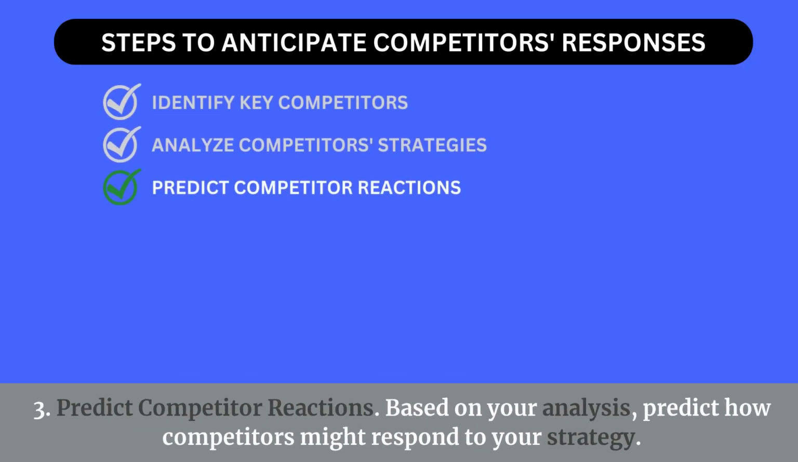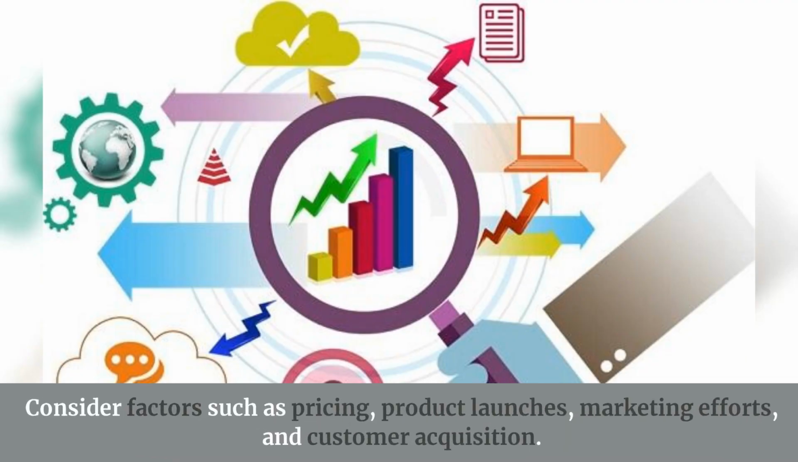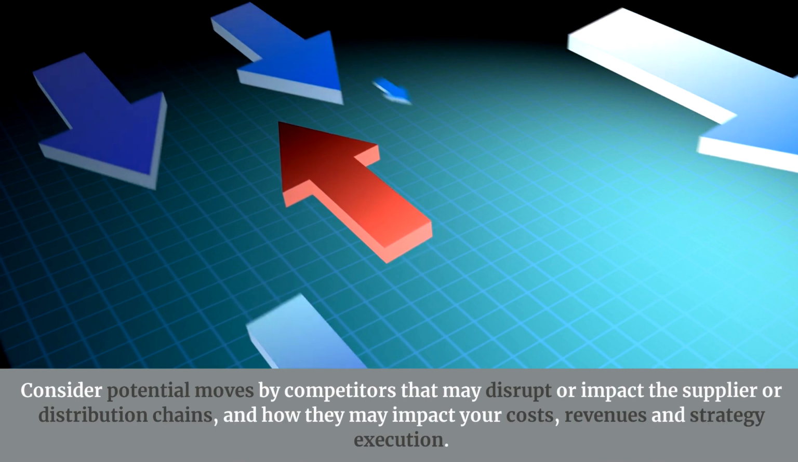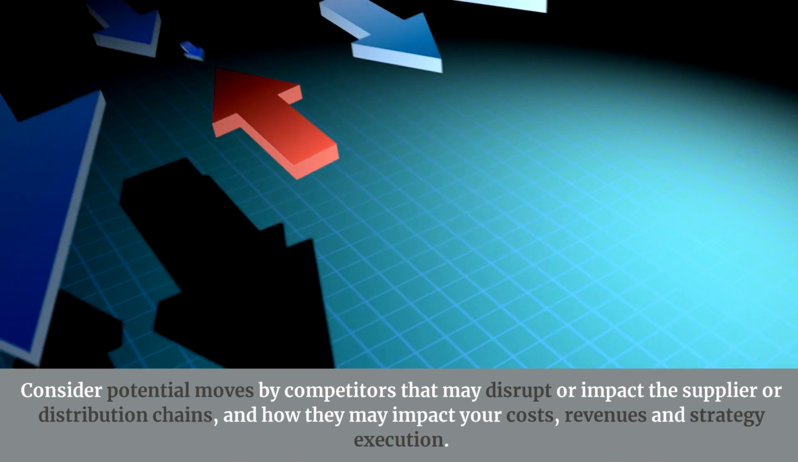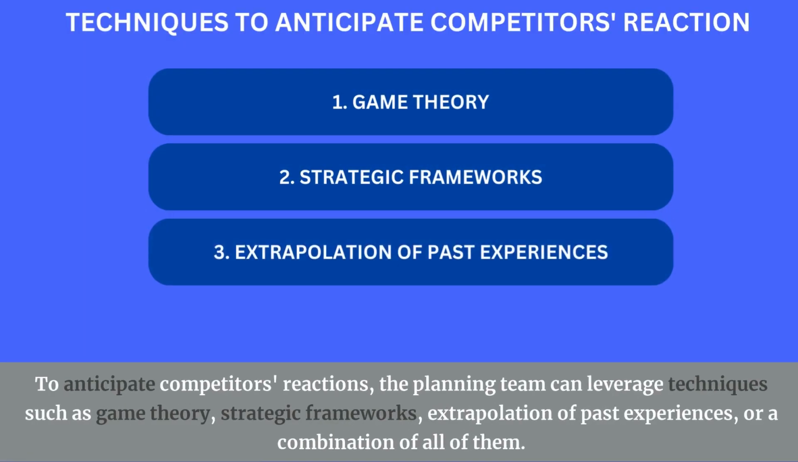3. Predict competitor reactions. Based on your analysis, predict how competitors might respond to your strategy. Consider factors such as pricing, product launches, marketing efforts, and customer acquisition. Consider potential moves by competitors that may disrupt or impact the supplier or distribution chains, and how they may impact your costs, revenues and strategy execution. To anticipate competitors' reactions, the planning team can leverage techniques such as game theory, strategic frameworks, extrapolation of past experiences, or a combination of all of them.